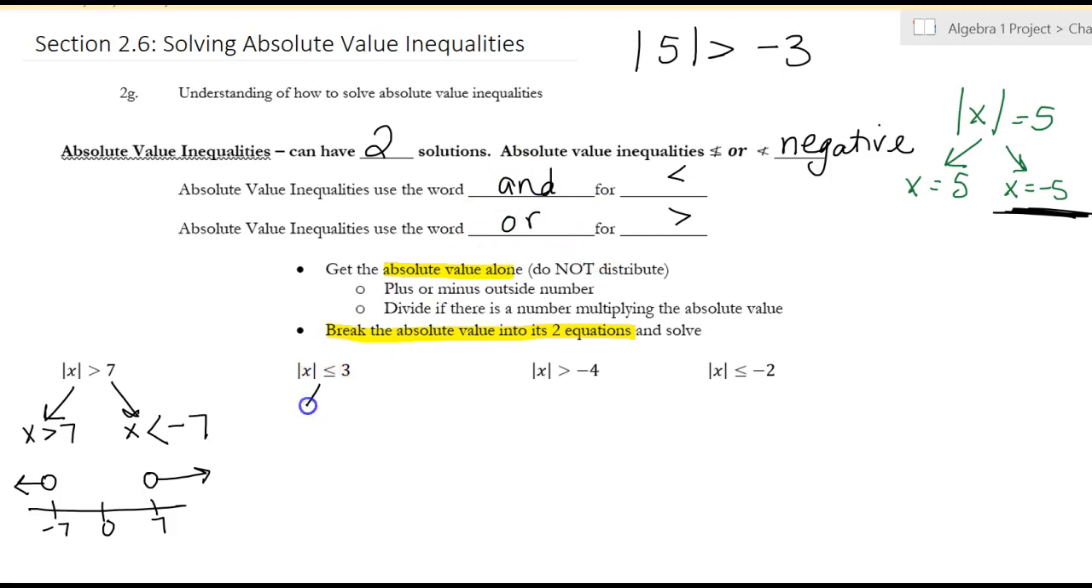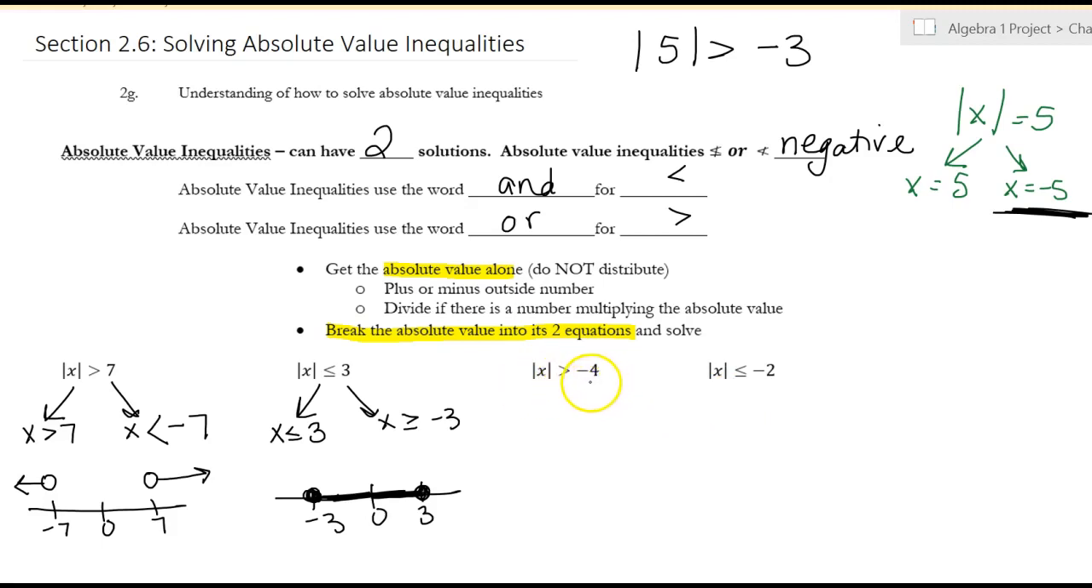Okay, so same thing here. I'm going to break it down. The first one becomes less than or equal to 3. The second one becomes greater than or equal to 3 because when I change the sign, I also flip the inequality. Okay, and so I have a positive 3 and a negative 3. At positive 3, it's smaller, so it goes to the left. And at negative 3, it's greater, so it comes to the right. So this is why less than signs are ands. They become dumbbells.